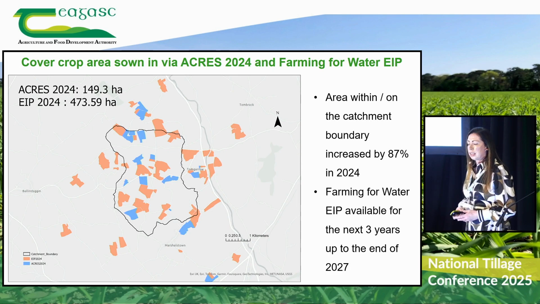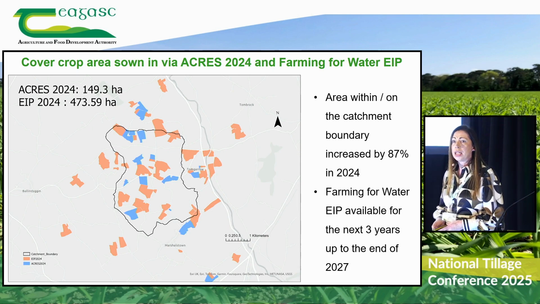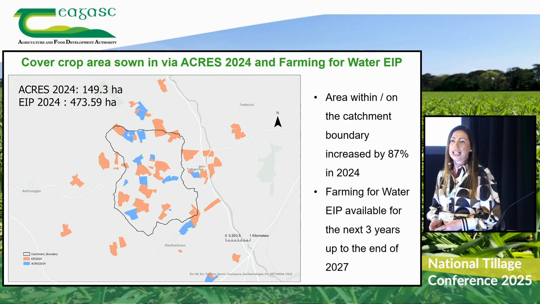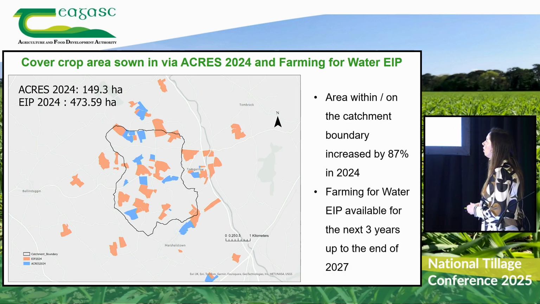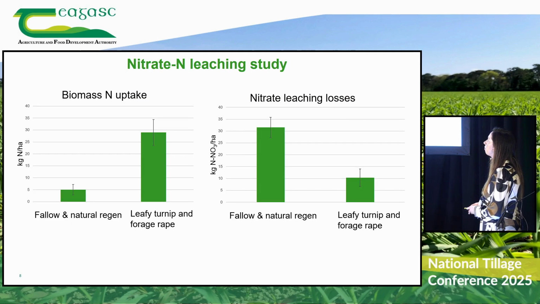And the funding is available through the Water EIP for the next 3 years up to the end of 2027. So we've got momentum now to increase the cover crop and sustain that over the next number of years.